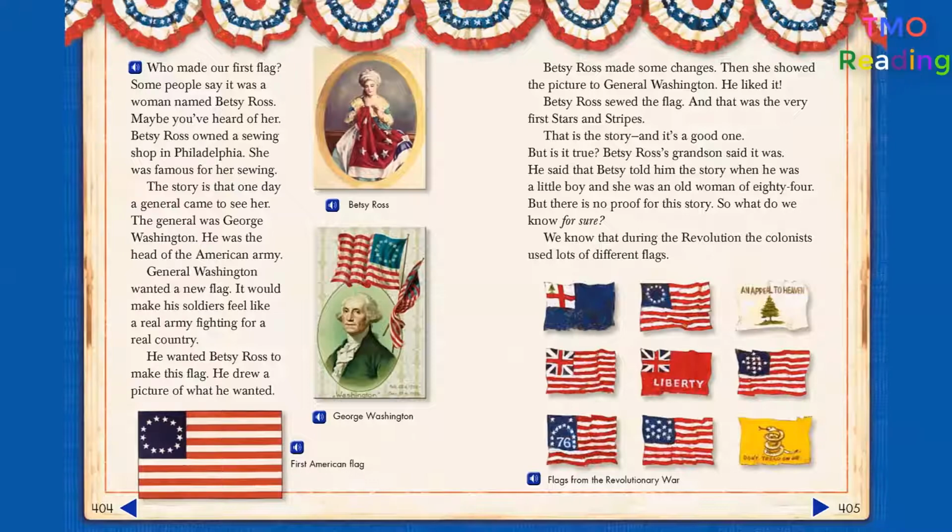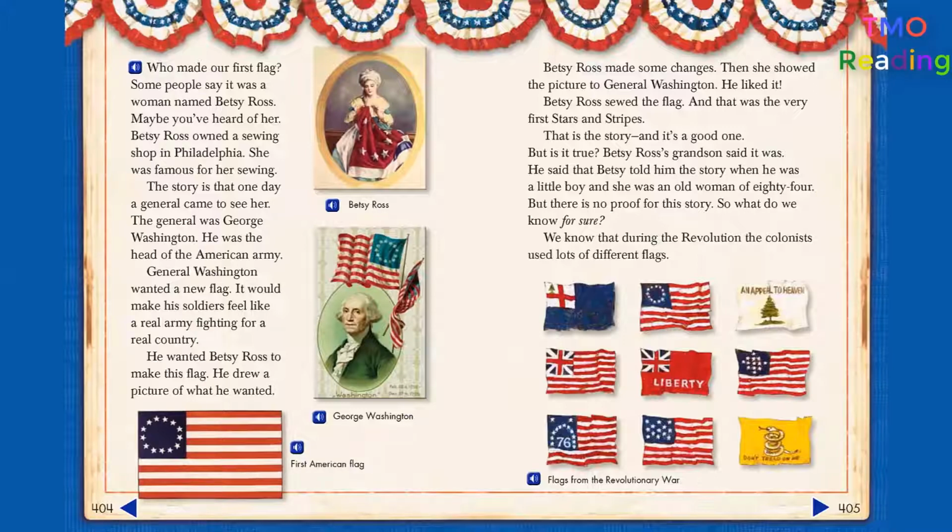It would make his soldiers feel like a real army fighting for a real country. He wanted Betsy Ross to make this flag. He drew a picture of what he wanted. Betsy Ross made some changes. Then she showed the picture to General Washington. He liked it. Betsy Ross sewed the flag, and that was the very first Stars and Stripes. That is the story, and it's a good one.